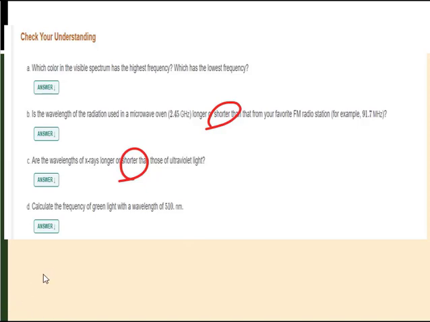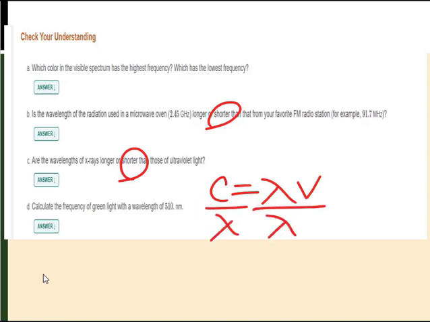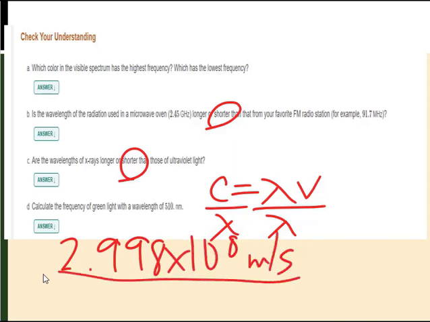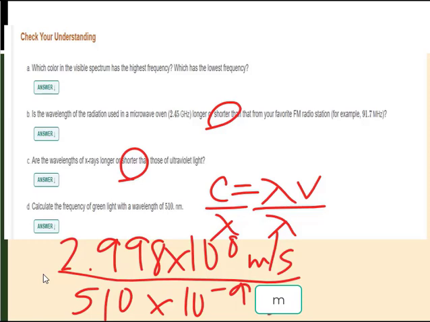To find the frequency of green light when we're given the wavelength, remember, speed is equal to wavelength, lambda, times frequency. To find the frequency, we divide both sides by wavelength: 2.998 times 10 to the 8 meters per second divided by the wavelength in nanometers. We need to convert that into meters, which is 10 to the negative 9th, so 510 times 10 to the negative 9 meters. Plugging that into the calculator, you should get 5.88 times 10 to the 14th. This is our frequency, so that's in hertz.